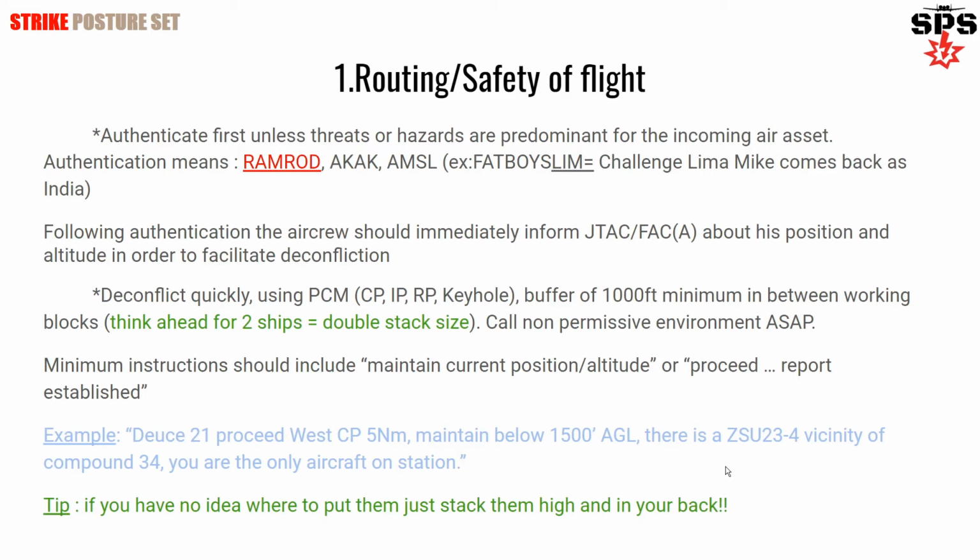What I would do personally, I probably pulled this example from the Jetfire or something, but I would have stated the ZSU before: be advised there's a ZSU 23-4 in the vicinity of compound 34, so that ticks in the pilot's mind, okay, there's the ZSU. If he knows where compound 34 is, he will maybe even deconflict himself.